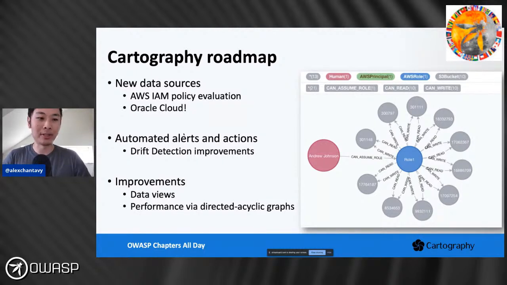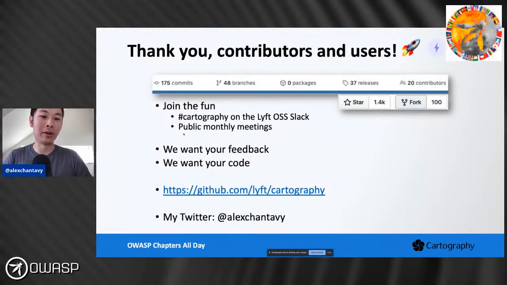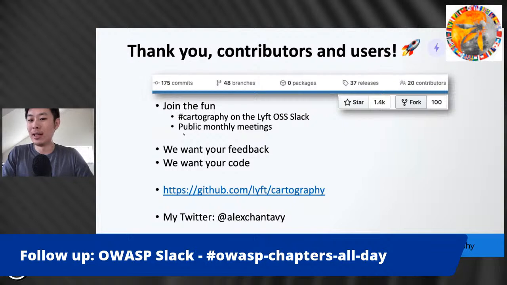I want to bring my presentation to a close by thanking our contributors and users. Our goal here with building Cartography is to democratize these capabilities so that everyone can have world-class visibility on their infrastructure. My hope is that you found this talk useful and you found our tool useful. So please go ahead and check it out on our GitHub. Join the fun. We have an open public Slack channel, Cartography, on the Lyft open source Slack. We do public monthly meetings. Come and say hi. We want your feedback. We want your code. Let us know how we're doing. Definitely go ahead and say hi. And again, thank you very much to Jason, and thank you very much to OWASP for having me.